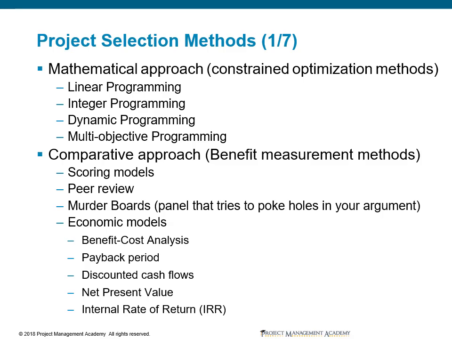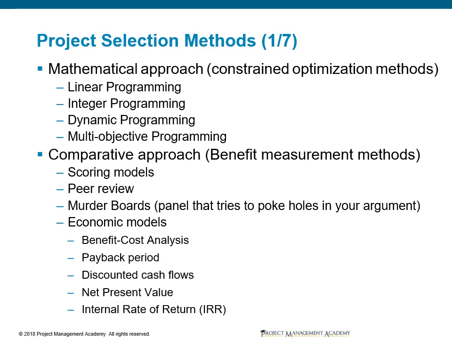For example, I may go ahead and put a weight of 3 for schedule, a weight of 2 for cost, and a weight of 5 for quality. And then we can go ahead and evaluate potential projects based upon that, and whichever one would have the highest relative score would be the one that we would select. Peer review could involve just asking other project managers within the organization which project do they think would add the most value to the organization.